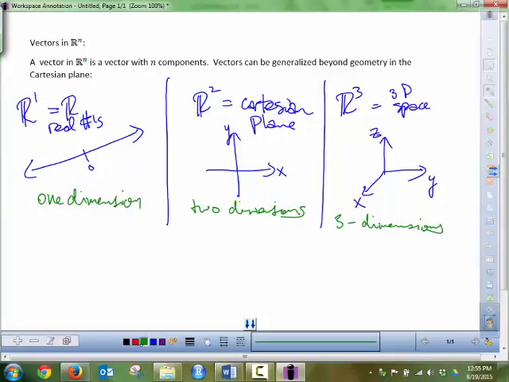So for a real number, an example for this would just be numbers. I don't know, 2 seems like a good example. It's just a number. An example for something in the Cartesian plane would be an ordered pair, like (1, 1). And an example in 3 dimensions would be like (1, 1, 1).